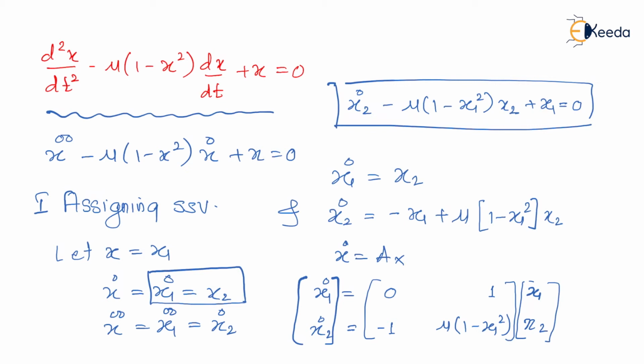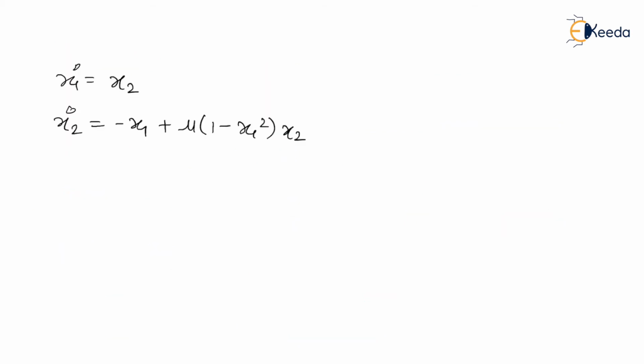Now I will go for step number 2, that is finding the equilibrium condition. So step number 2, finding the equilibrium point, at origin or not.